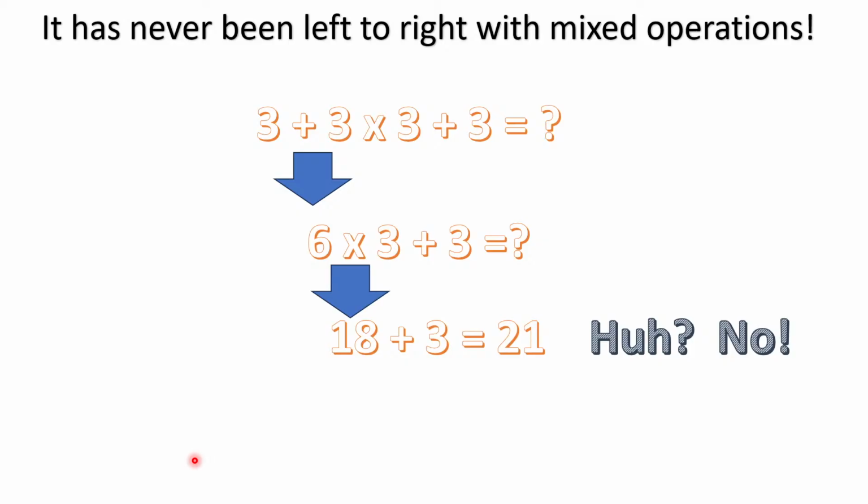If you have a problem like this, you have 3 plus 3 times 3 plus 3 equals what? All right, well, a lot of people will say, gee, you add 3 plus 3 and get 6, and multiply that by 3, you get 18. Then 18 plus 3 is 21. The answer is 21. Well, it's not 21, okay?